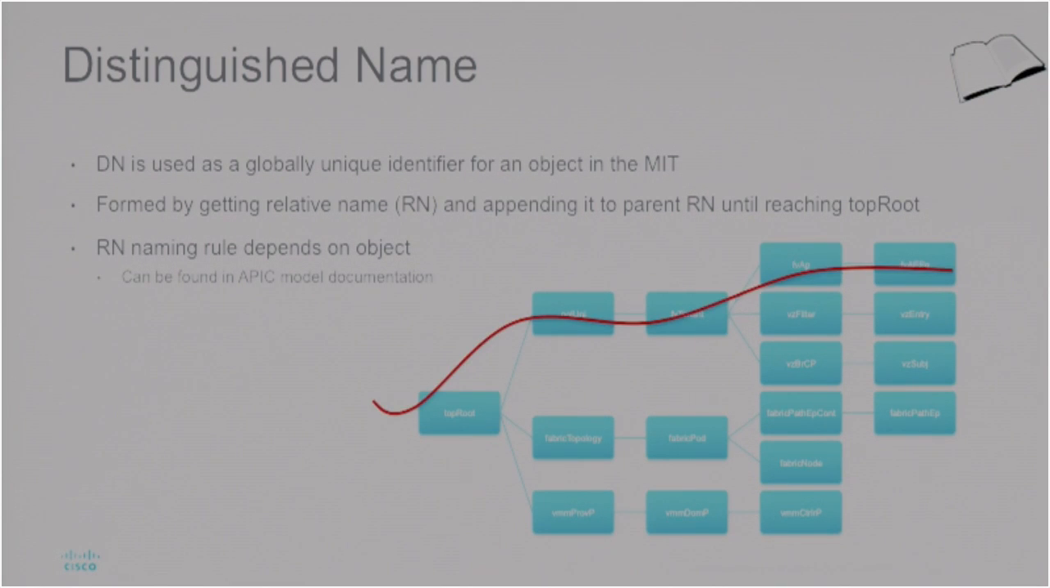For example, if you want to access particular objects, such as the endpoint group here, you would query it using a particular URL. You would go from the policy universe to a tenant. Within that tenant, you go to its application profile. Then you would go to its EPG, which is inside that. And that builds up your distinguished name to access that object.